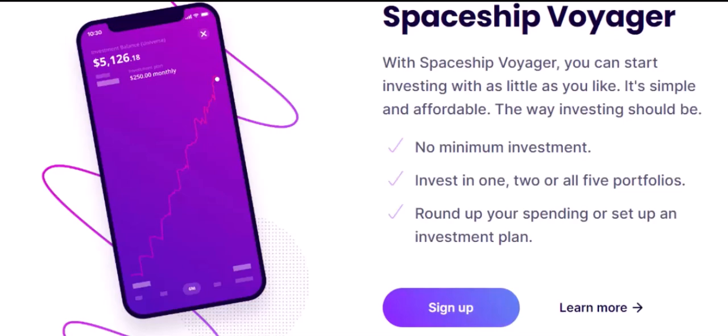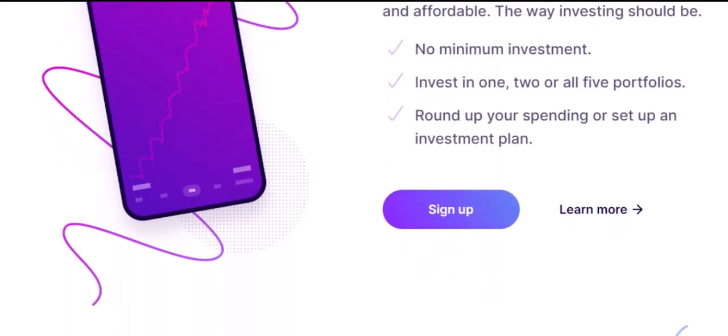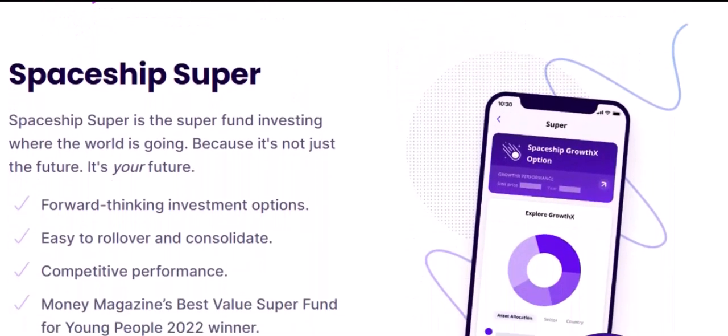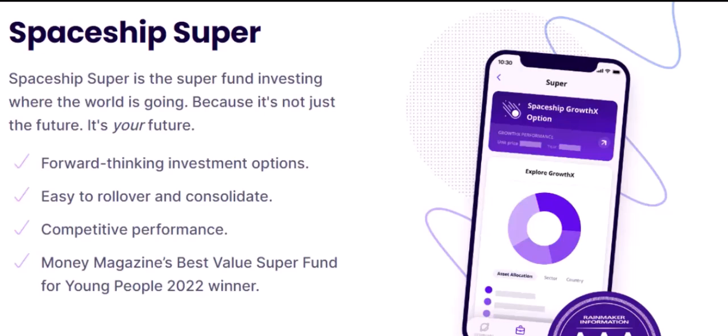What happens if I withdraw before a certain period? Early withdrawals may incur fees or impact your investment returns. It's best to consult with a financial advisor to weigh the pros and cons. Is there a fee for withdrawing from Spaceship Voyager? Spaceship Voyager may charge a fee for withdrawals. Check their fee structure for the most accurate information.